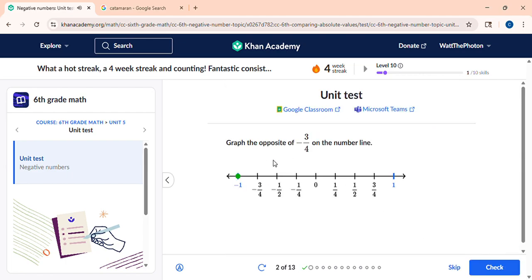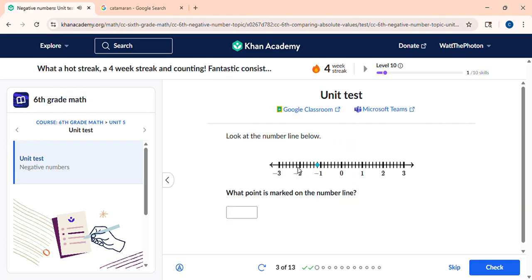The opposite. So that's positive 3.75. 1, 2, 3, 4, 5, 6. 1, 2, 3, 4, 5, 6 over 6. Negative 7 over 6. 1, 2, 3, 4, 5, 6, 7.